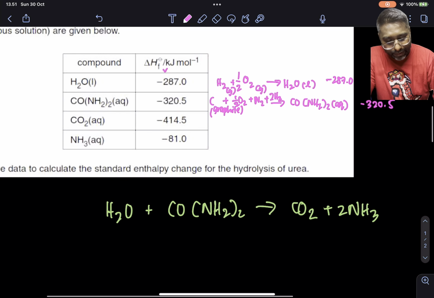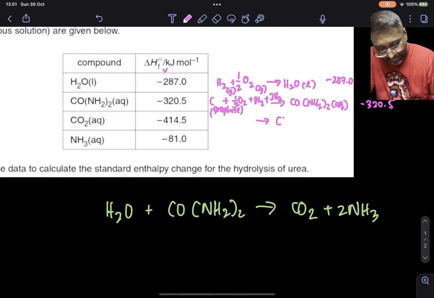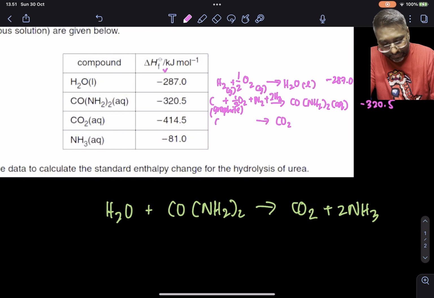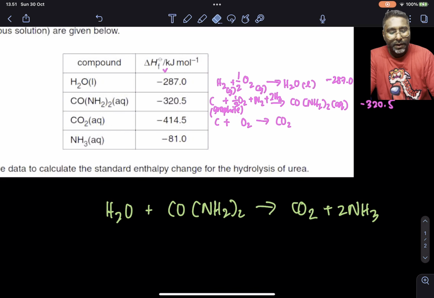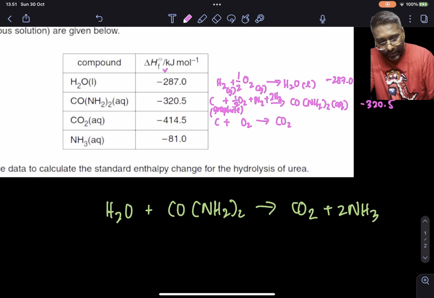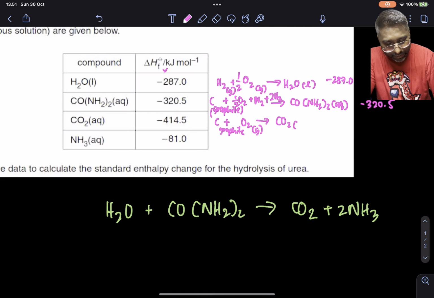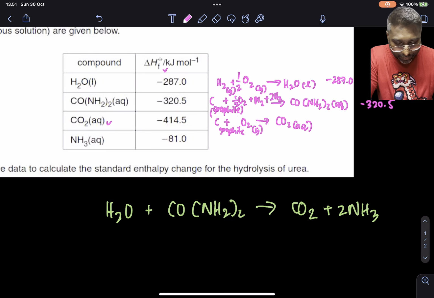So let's quickly do the same thing for carbon dioxide. Carbon dioxide, you get it from 1 mole of carbon, and then the element is going to be oxygen, so no need to put half. 1 mole of O2. So this is graphite, and this is going to be gas. And then you are going to get it in the form of aqueous, they already gave.